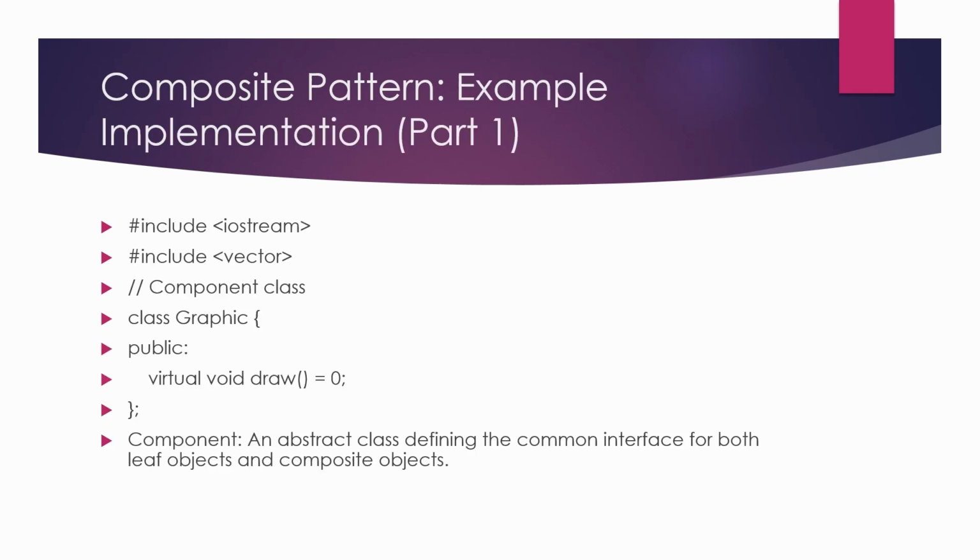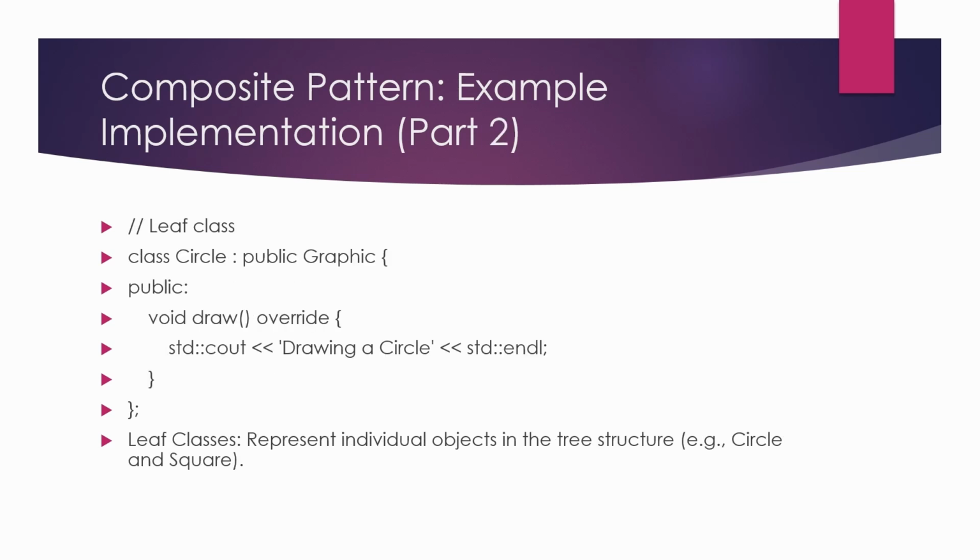Here we define the component class, which is the base class for both individual objects like files and composites like directories. The component class defines a common interface for all objects in the tree structure. In this step, we define the leaf classes such as circle and square. These are the individual objects that we want to treat uniformly. Each leaf class implements the common interface defined in the component class, allowing them to be treated the same as composite objects.